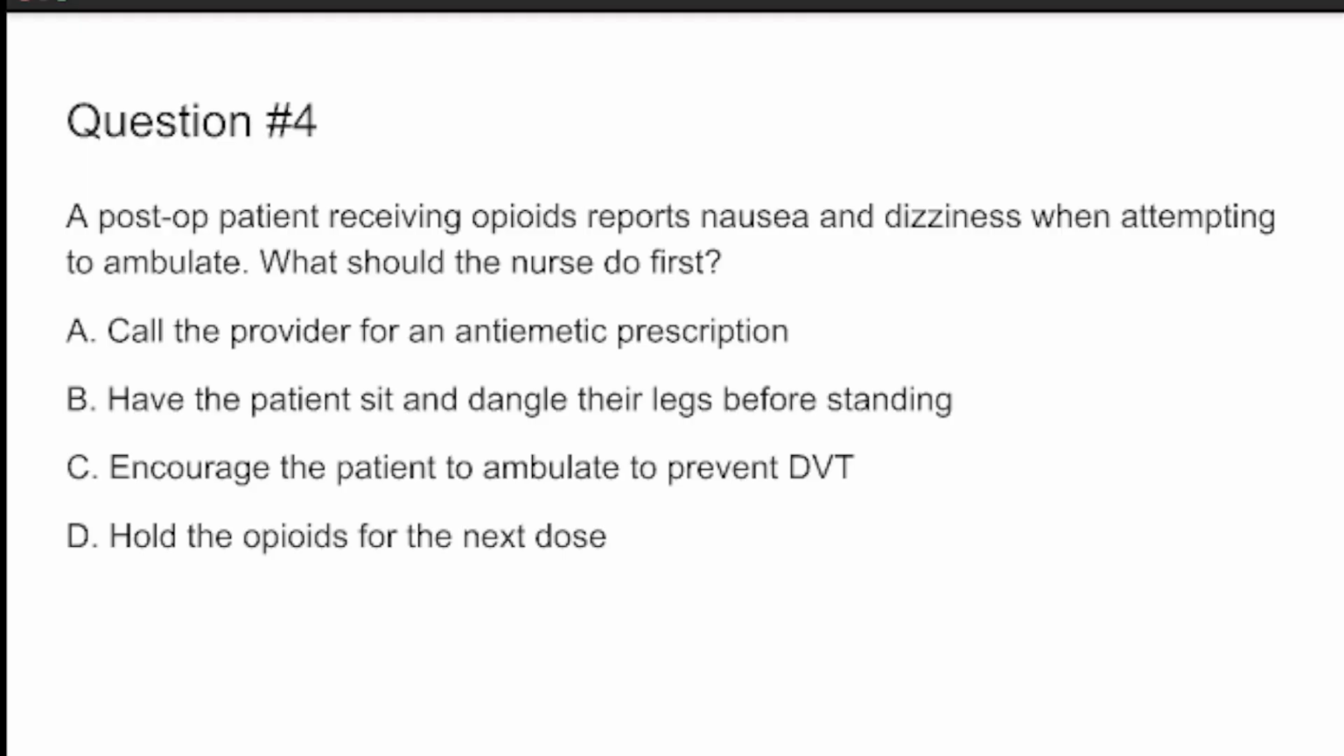And the correct answer here is B. Have the patient sit and dangle their legs before standing. So here you kind of need to know how opioids will affect your patient. So with opioids, everything is low and slow. So they might develop that orthostatic hypotension. And the way you would come about that is just having them sit on the edge of the bed and dangle their feet for a bit before they get up.